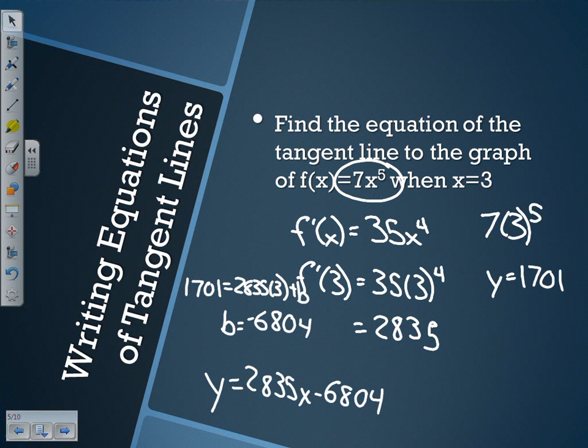So what's the point of the 1701? I had to get it to figure out what b was. I use that over here because I need to know an x and a y to find that one other unknown. So now I know at that point x is 3, y is 1701, and the slope there is the 2,835.